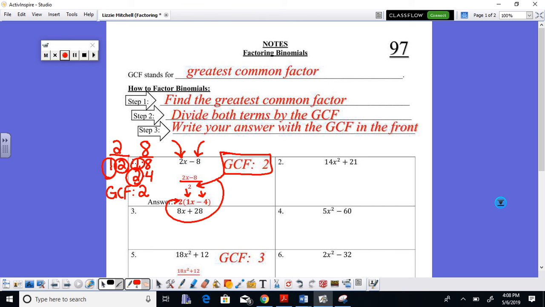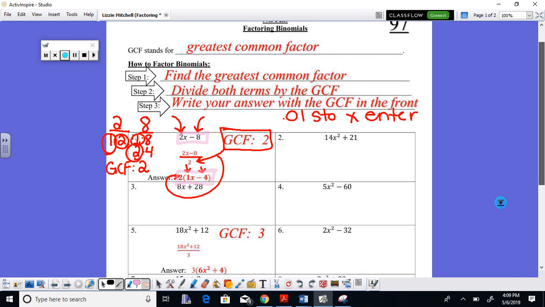We can check this in our calculator. We can put in 0.01, store, the store button, x, enter. When you do that, you have put into place a way to check your problems. Then go back and put in the original problem, which is 2x minus 8. You'll get a decimal number. When you plug in your answer, your decimal answer should match the original problem. If it doesn't, then there's a problem and you need to rework it.